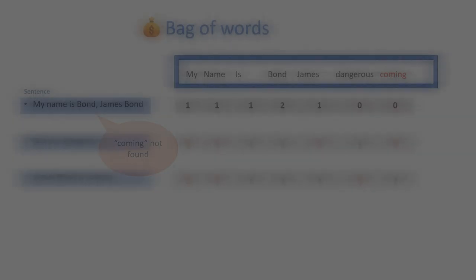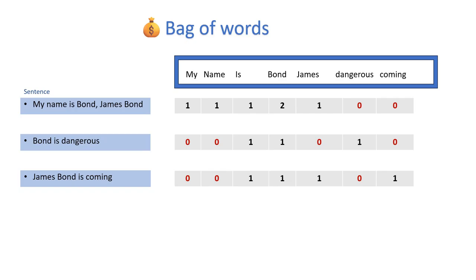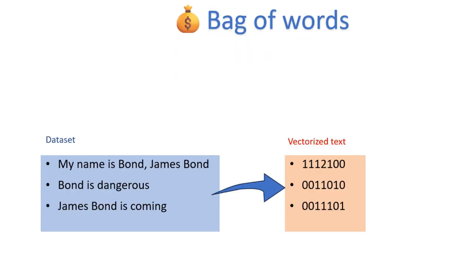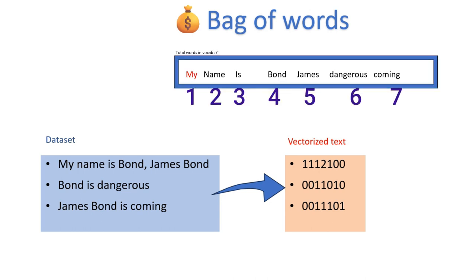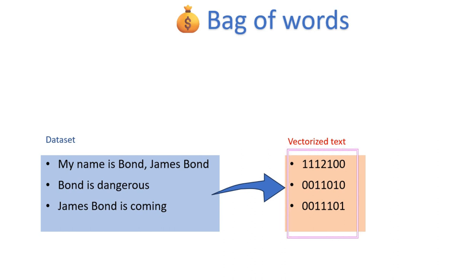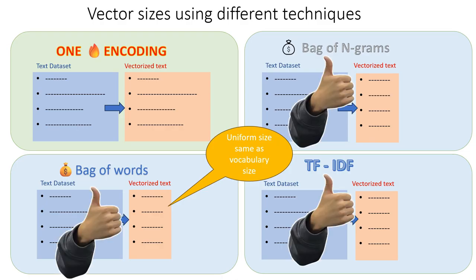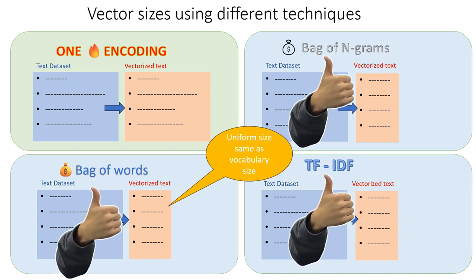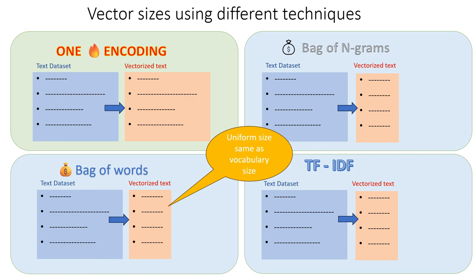Now we can repeat the same process for the second and third sentence, and the entire dataset will be vectorized. And because we are starting with the vocabulary and searching only for the words in the vocabulary, we will get uniform size vectors for each sentence, no matter how long. In this case, we are searching only 7 times for each sentence, so we always get a vector of 7 digits, no matter how long your sentence is. And this idea is used in bag of n-grams and TF-IDF also, so their vectors are also uniform in size.